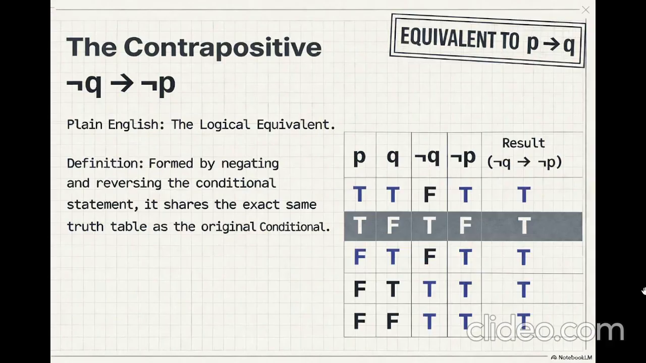The next one is the contrapositive. The contrapositive is written as ¬Q implies ¬P. Here we reverse the statement and negate both parts. Unlike the converse and inverse, the contrapositive is logically equivalent to the original implication. They share exactly the same truth value. This idea is very powerful in mathematical proofs.